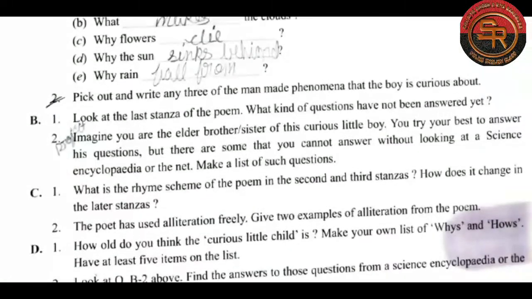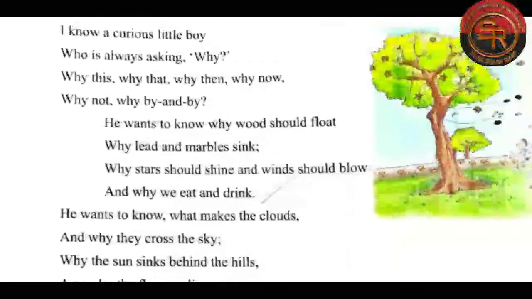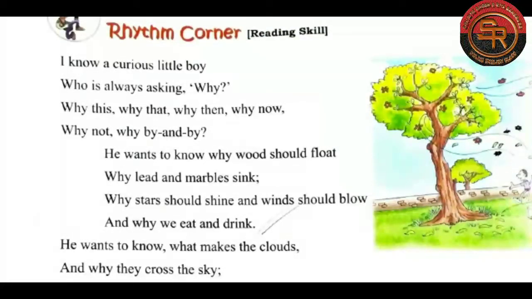Next, pick out and write 3 of the man-made phenomena that the boy is curious about. Now, man-made phenomena and naturally done. You know the difference between the natural thing and the artificial thing. Now, if you can understand what is artificial and what is natural, you can tell what are the reasons or what are the facts that are made by humans only.